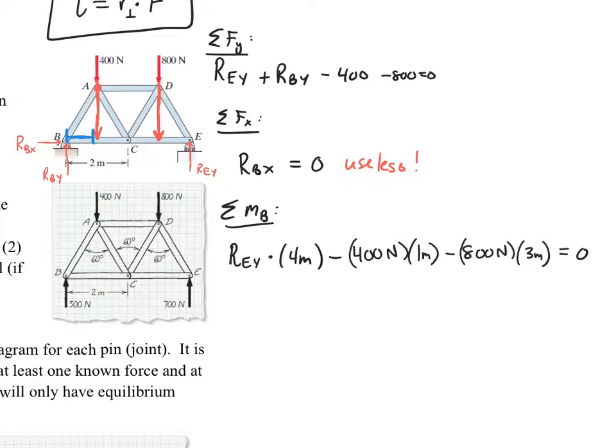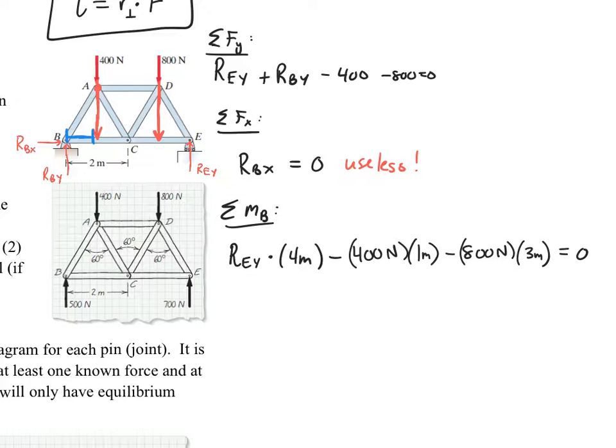So take a look at the moment equation now. What does this allow you to do? Solve for REY. Yeah, and then once you have REY, what did you say we should do with REY, Alex, once we have it? Plug it into the top one, to solve for RB.